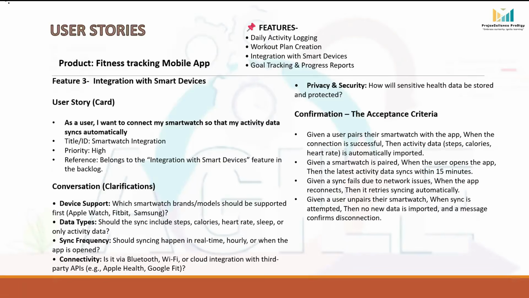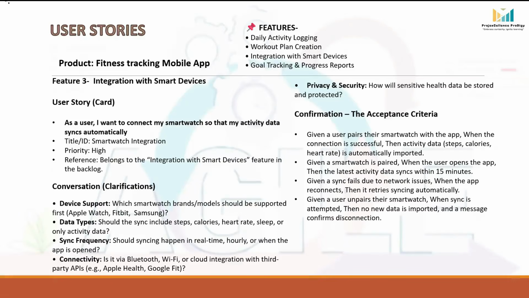Next, we move on to the acceptance criteria. These are the exact checks in given-when-then format that will confirm whether the story is complete and working as intended. The first criteria here is for pairing success. When a user successfully pairs their smartwatch with the app, the activity data like steps, calories, and heart rate should automatically flow into the app. The next criteria is for regular sync. Once the smartwatch is connected, every time the user opens the app, the latest activity data should sync within about 15 minutes, so the information stays fresh.